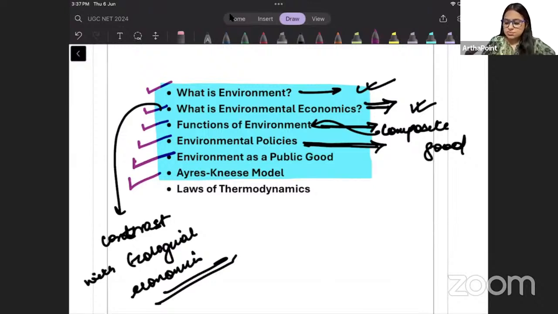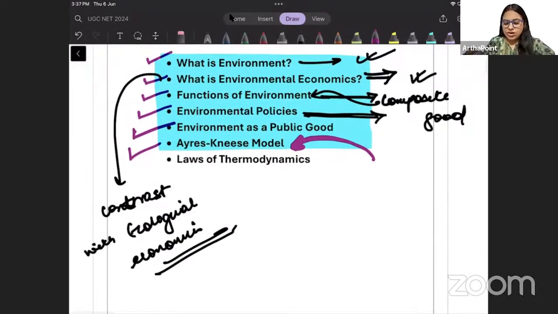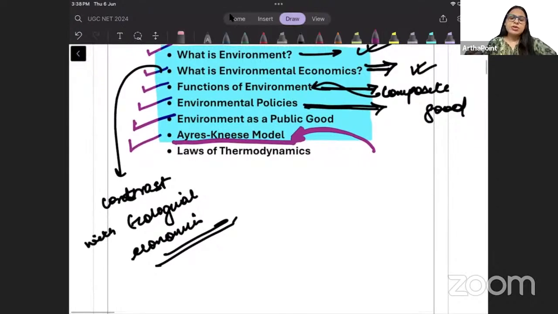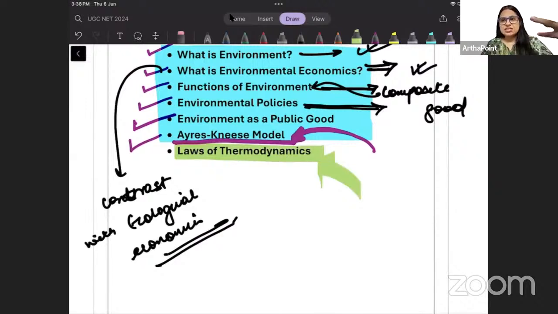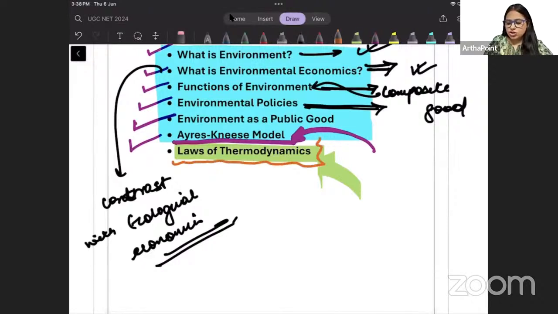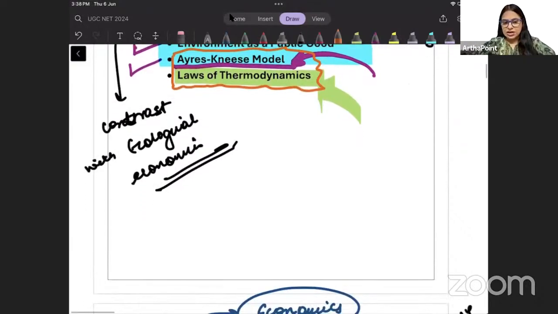Today, I want to focus my entire analysis on two main concepts. First of all, I want to do the Ayres-Kneese model. एक इस चीज पे हम थोड़ा focus करेंगे. Different people pronounce it differently. And another thing that I will be focusing on is the law of thermodynamics. Although the law of thermodynamics is a science concept, we will try to see how that law can be used in the field of economics. तो इसका हम थोड़ा सा introduction लेंगे from the point of view of economics. That will be the focus of today's lecture.